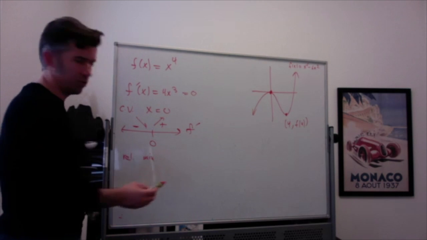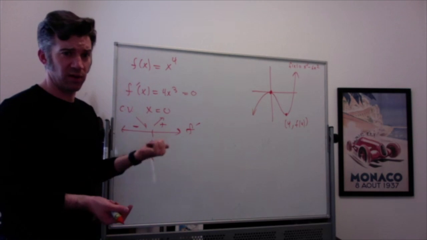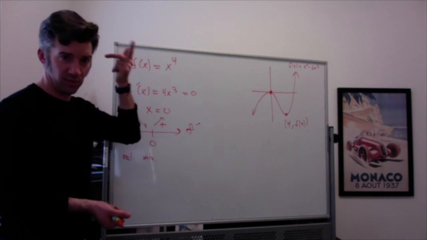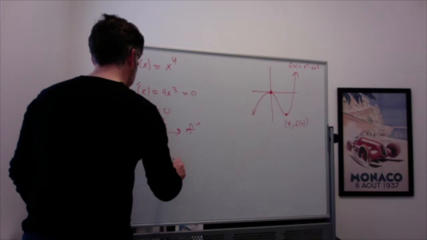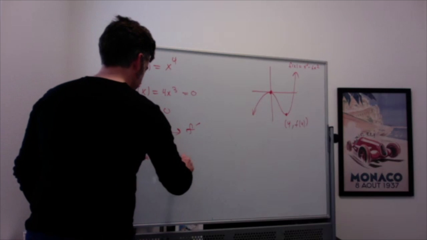Or if you want to say local, right? If you don't like the word relative, if I say relative, you should just hear the word local. I usually say relative. I don't know why. So we have a relative minimum at x equals 0.